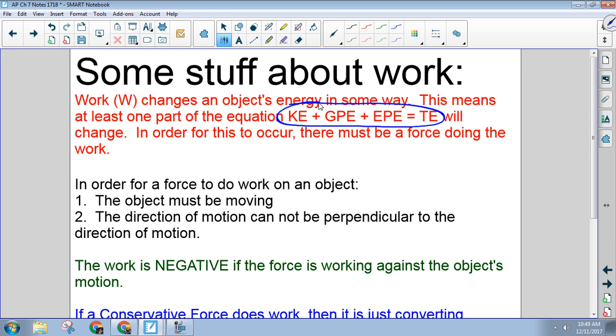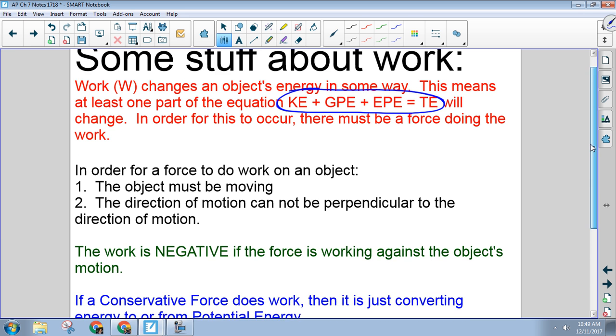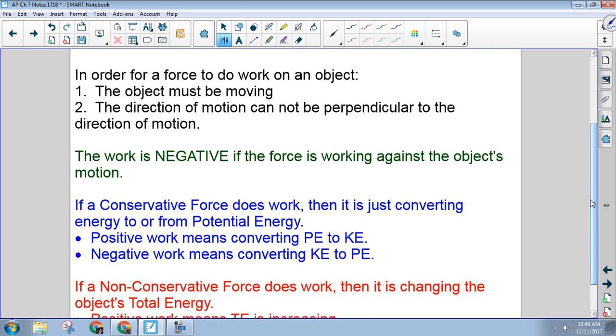And in order for a force to do work on an object, a couple things need to be true. First of all, the object has to be moving. If I stand here and hold this coffee cup all day long, like this, it is not moving.